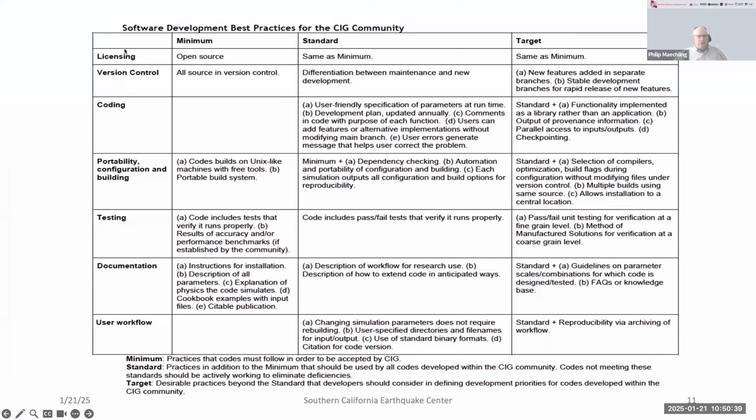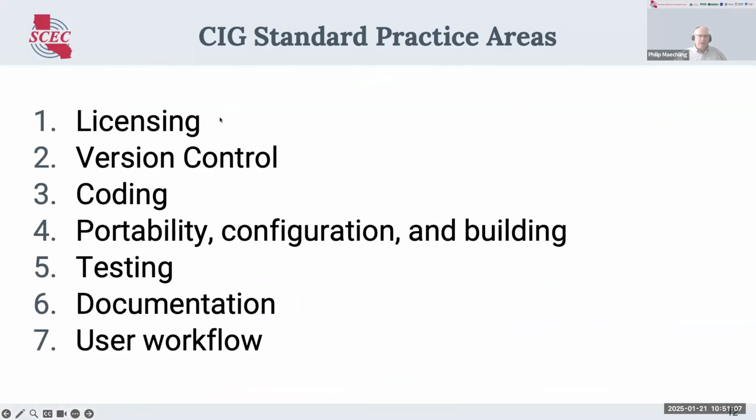So a wide variety of things: licensing, version control, coding, etc. But what I want to show is that basically they defined a spectrum of practices. You start with a minimum, bring your code up to the minimum practices, but as your code matures and potentially attracts users, you will introduce and adopt more standard practices, or the target practices. So this is a list.